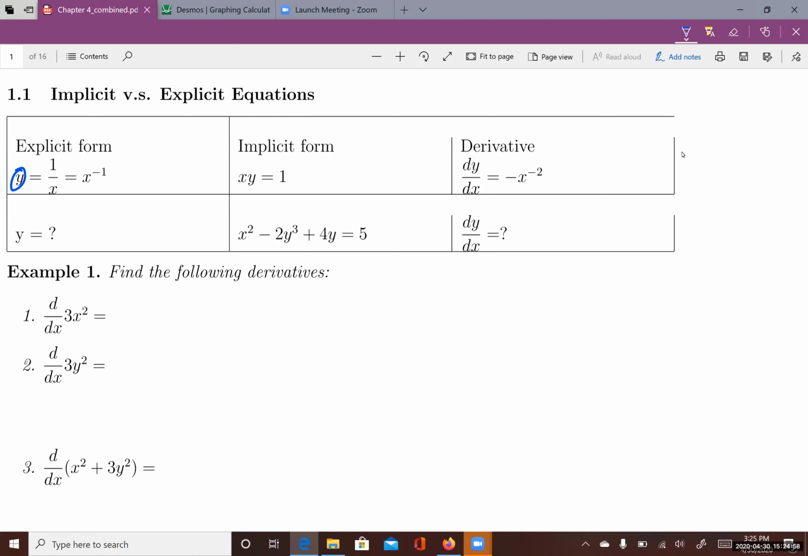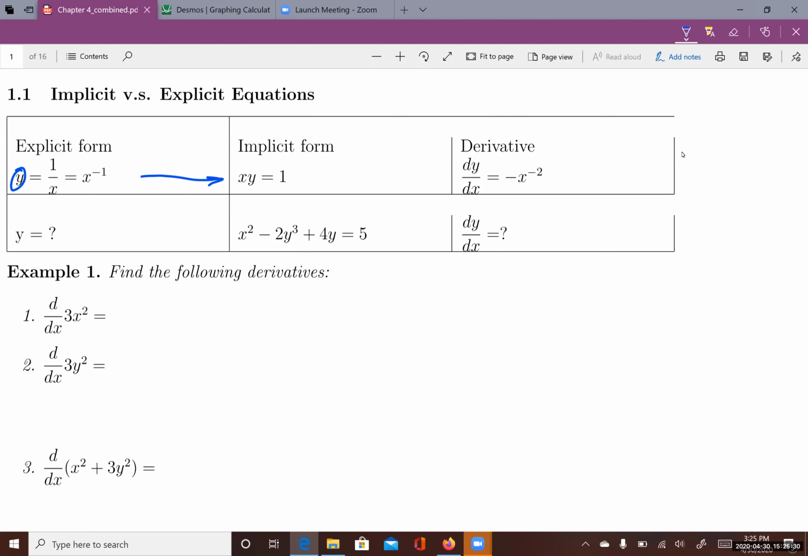And then sometimes you can convert an equation from the explicit form into an implicit form. So by multiplying x to both sides, you get x times y equals 1. And this is an implicit form of this equation, right? And then you can find dy over dx, the derivative of y in terms of x, using the power rule that we have learned earlier.